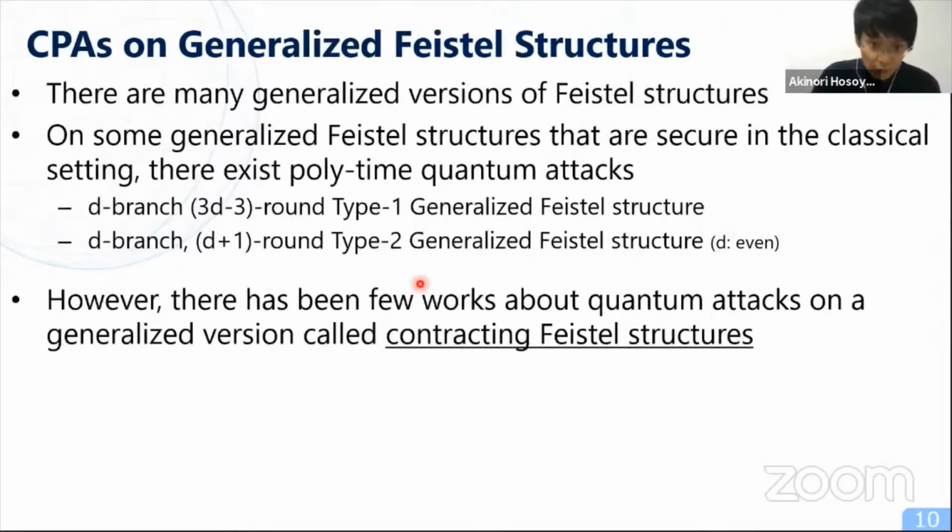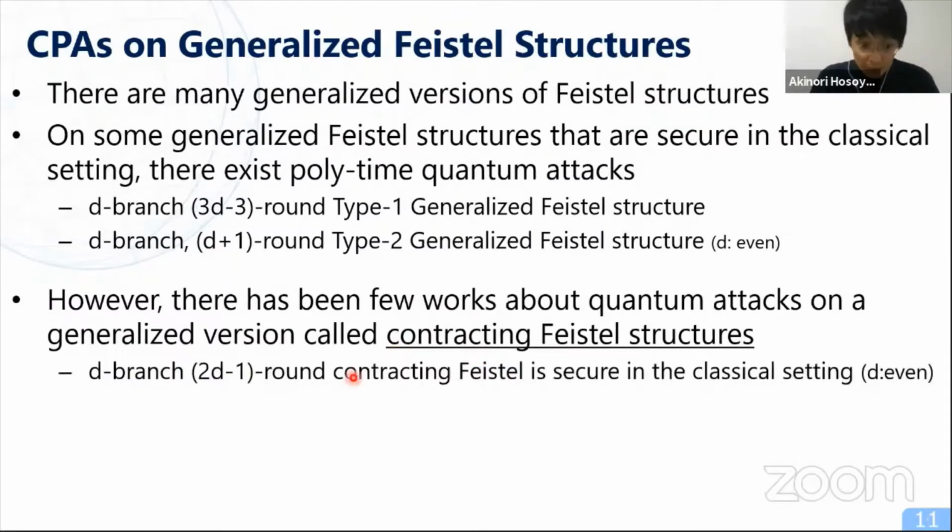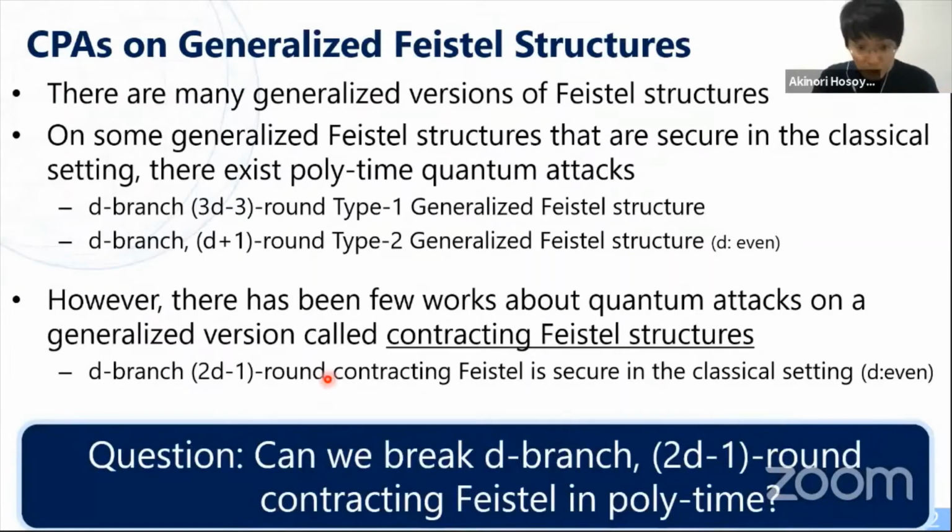As I mentioned before, there exist few works on quantum attacks on contracting Feistel structures. In the classical setting, there is a work that claims that the d-branch, (2d-1)-round contracting Feistel becomes secure in the classical setting. This is the result in the classical setting. So after seeing this result, we had this natural question: can we break this contracting Feistel structure in polynomial time? This is the starting point of our research.